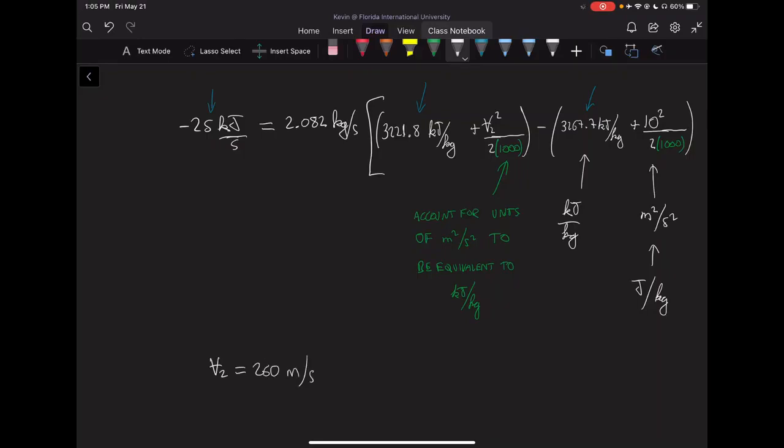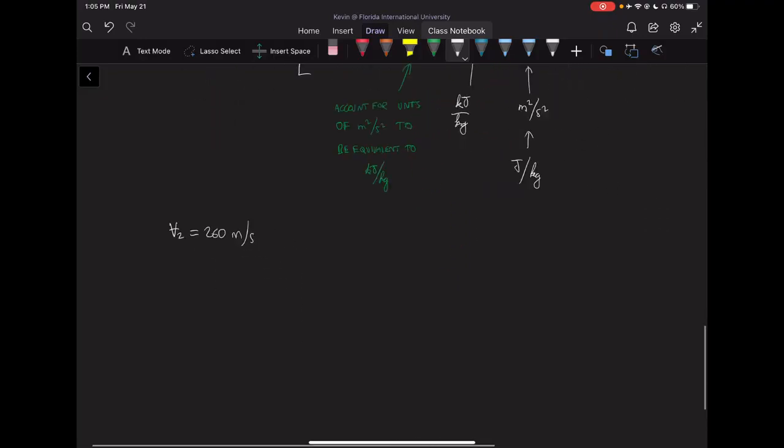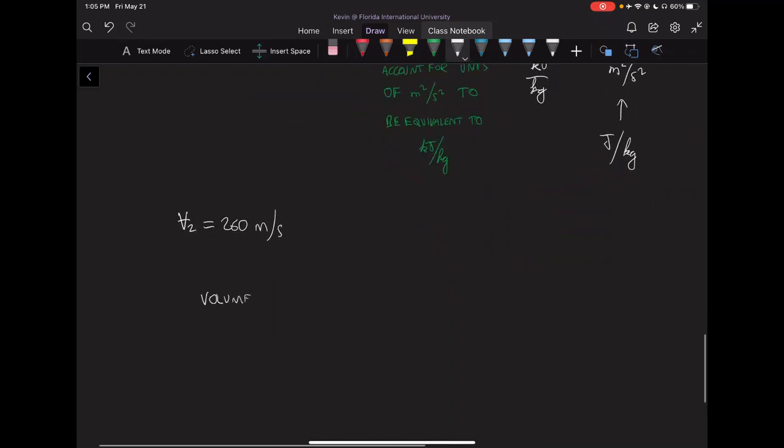meters per second. Now, the second part of the problem says, now that we know the velocity at both points and all the information we're given, to find the volume flow rate at the exit. Volume flow rate at the exit can be found in the following way.